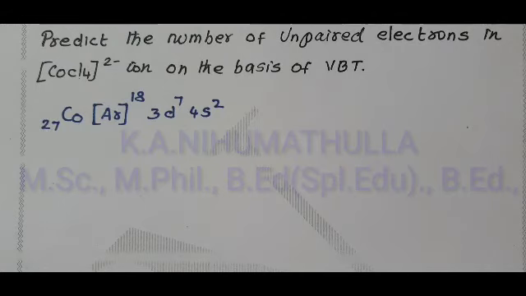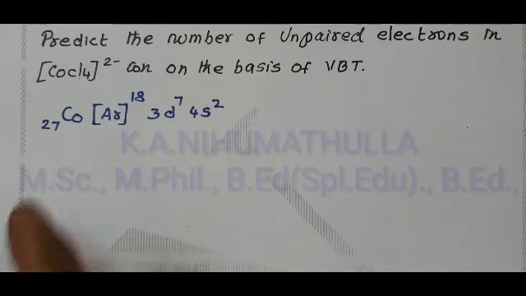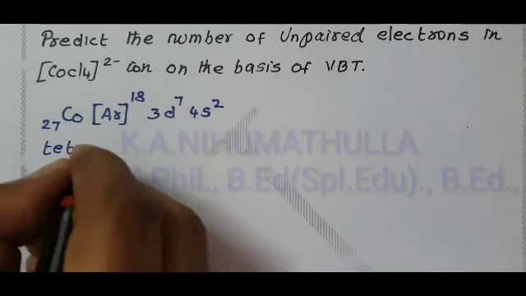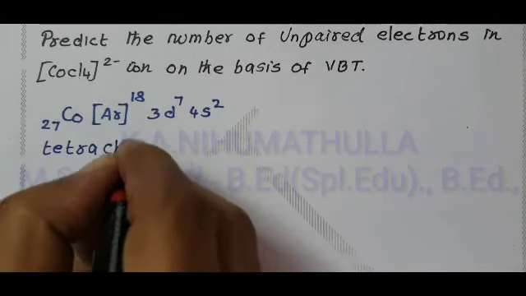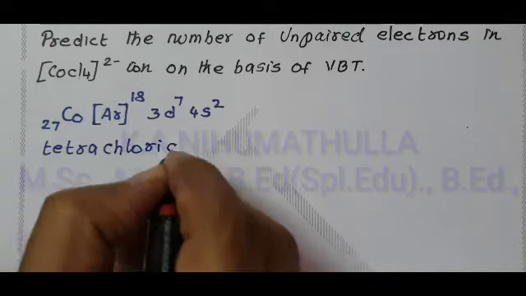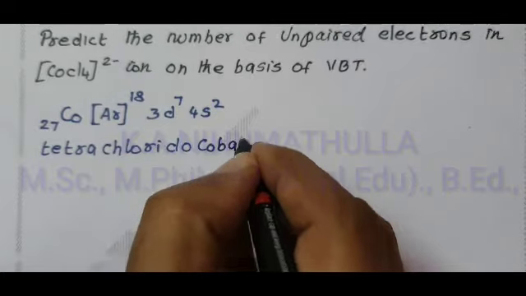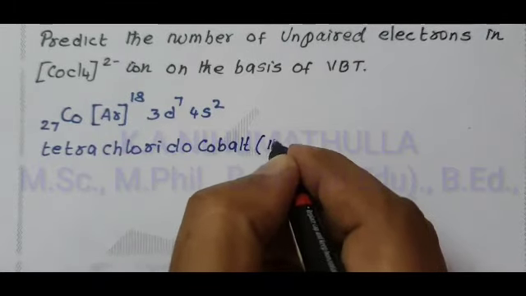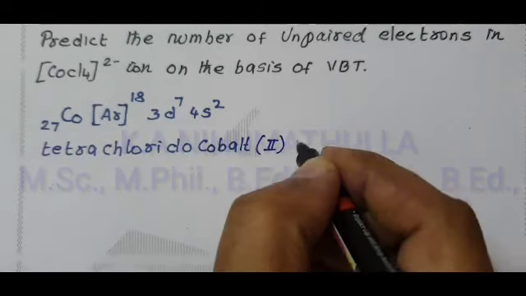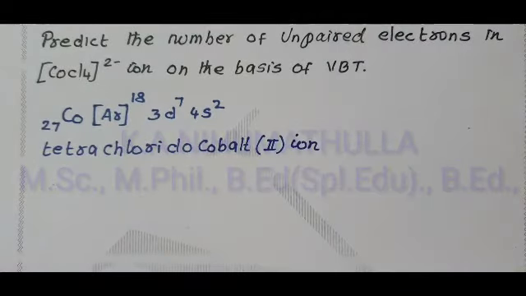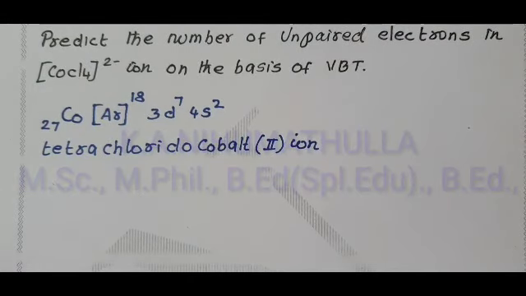How to write the IUPAC name of this complex? We have 4 chlorine, therefore tetrachlorido, cobalt with oxidation state in Roman numeral, tetrachlorido cobalt(II) ion. Now cobalt is in the 2+ oxidation state.